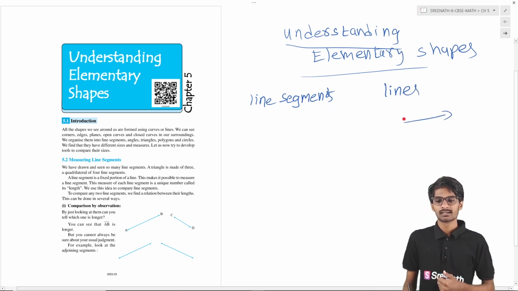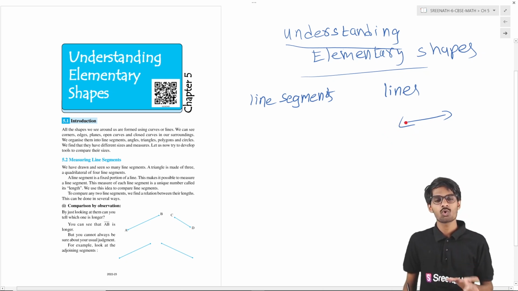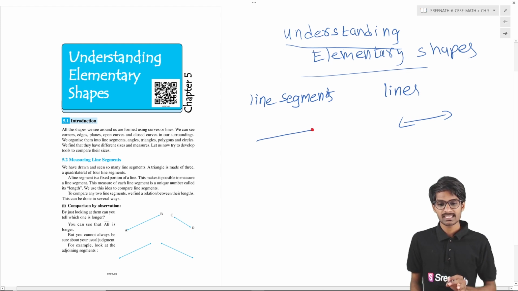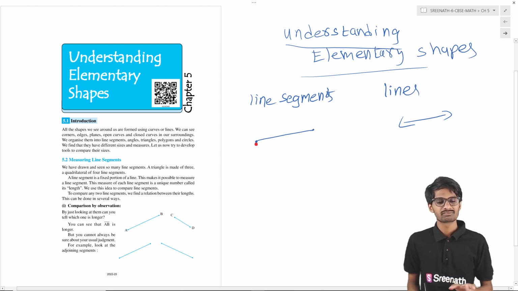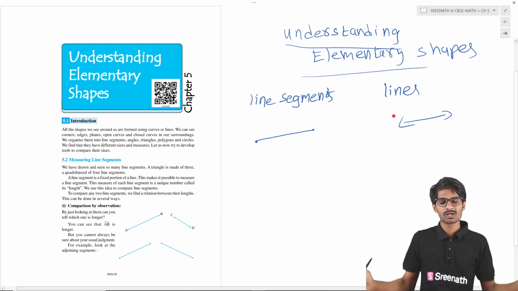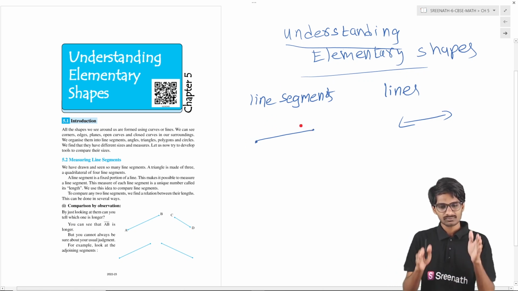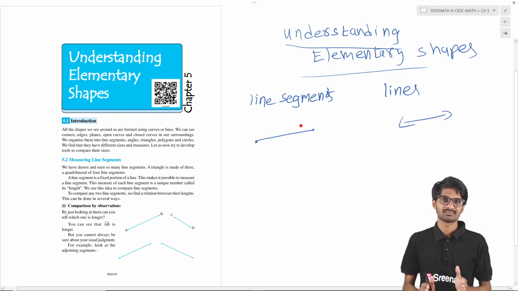Basically, lines don't have any endpoints. We represent lines with two arrowheads at both ends. There are no endpoints for lines, but for a line segment we have endpoints, so it will not be extended. In the case of lines the two ends keep extending, so we can't measure how long it is. Because it is always extending, we can't measure it. But a line segment has two endpoints, it is limited, so we can measure line segments.